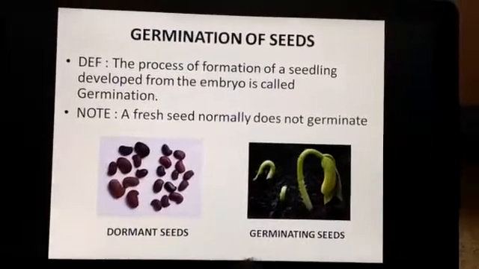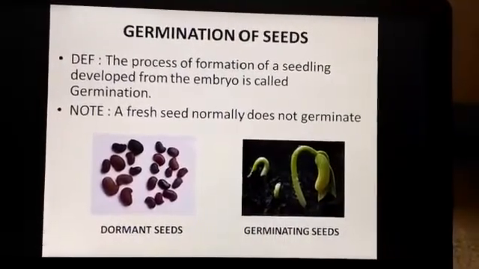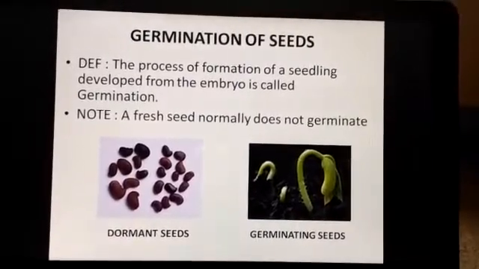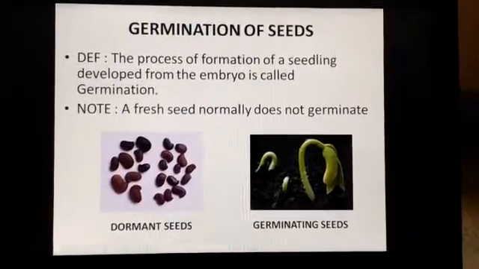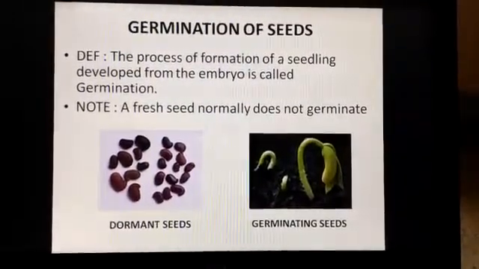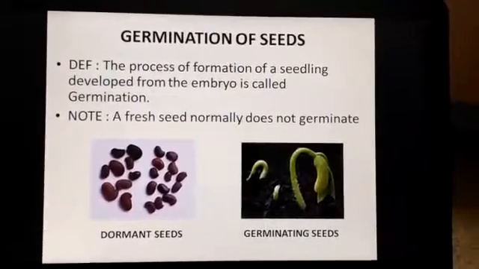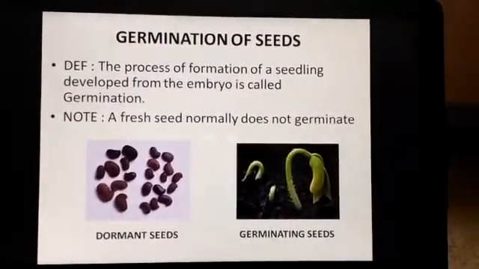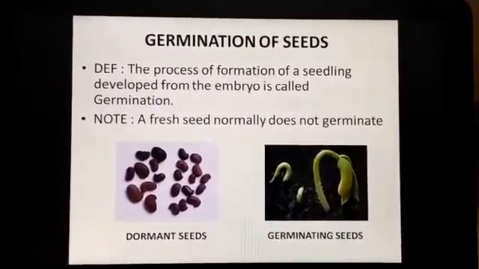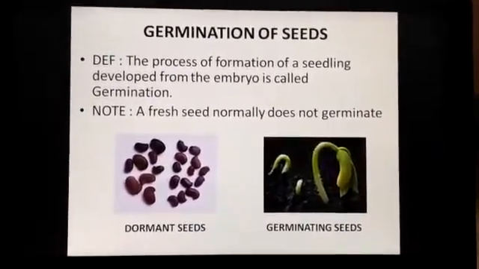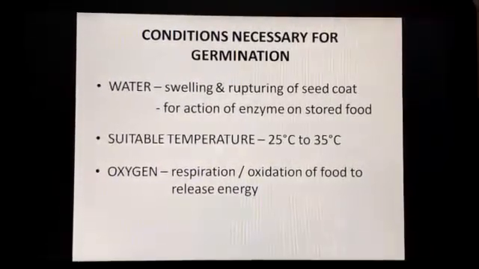One thing to be noted here is that a fresh seed normally does not germinate. Why? It has to undergo a period of dormancy, because during this dormancy period the physiological development takes place. Then the embryo grows up to form a seedling. Now let's see what the conditions necessary for germination of seeds are.